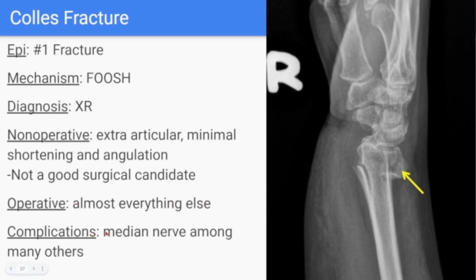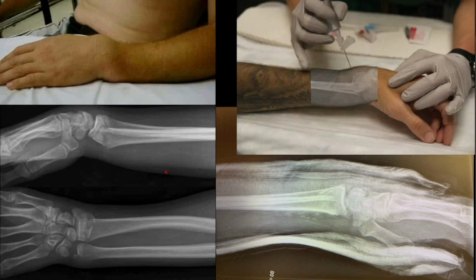The complications are exhaustive. They're not always present. Most patients do well, but just think about the median nerve here on the front and some of the stress that it can be under with all the swelling and bony movement. In the emergency department, this is one of the things that we would often do because we see so many of them. This is going to be a hematoma block.